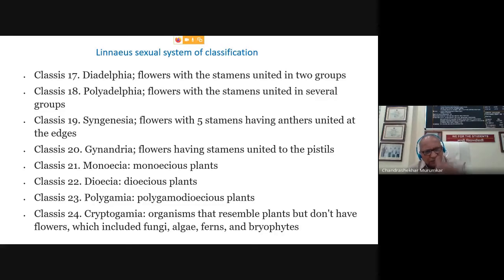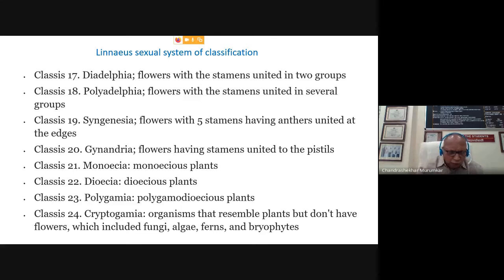Now in this classification, classes 21 to 23 were subgrouped in between the previous classes. But his last class was class 24, called Cryptogamia, in which he placed all the remaining plant groups together. So right from the algae to fungi, bryophytes and pteridophytes, they were placed together. This was the classification system proposed, obviously based on only one character. And because of only one character, this was called the artificial system of classification.